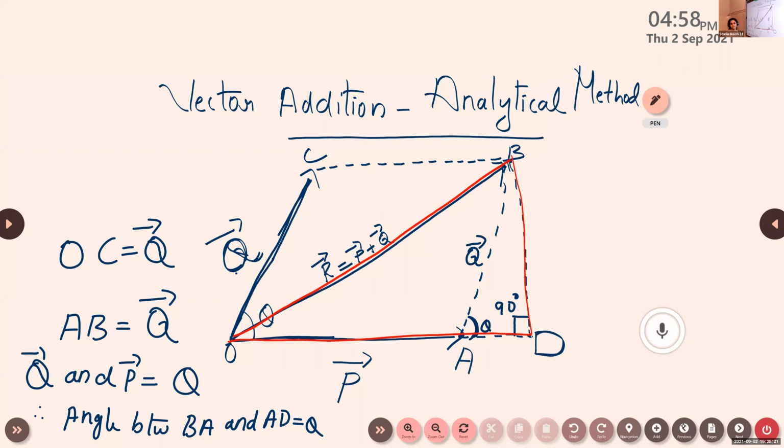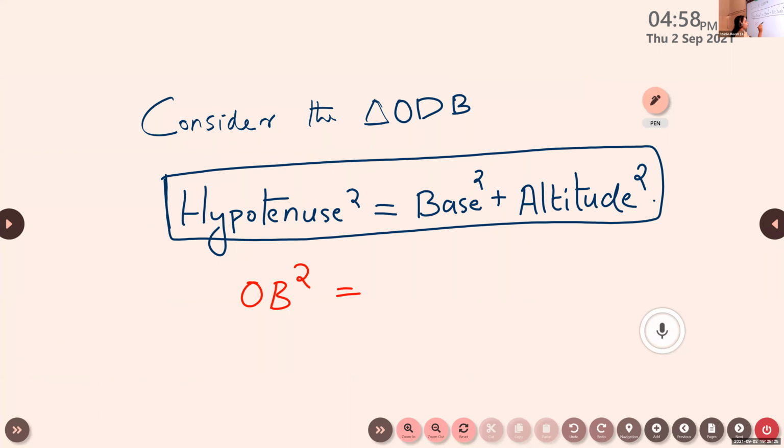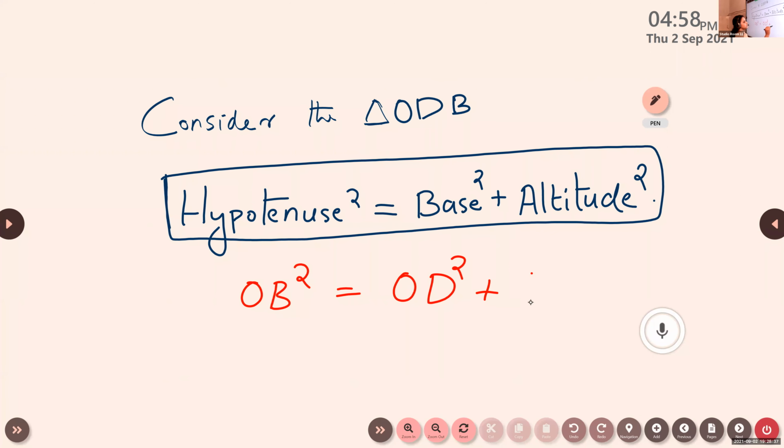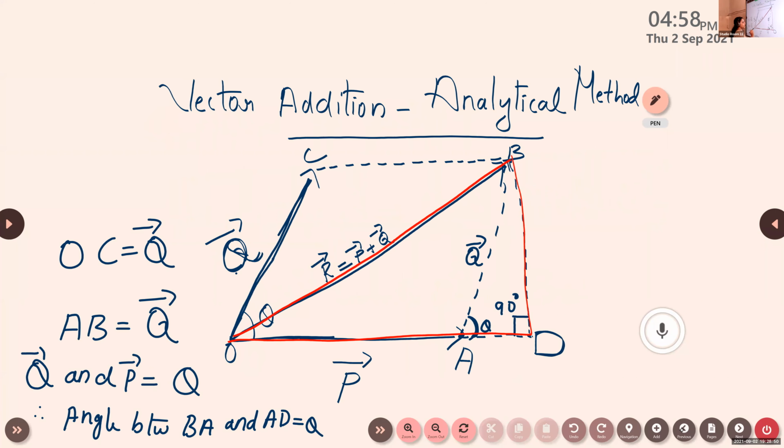Base square OD square, plus what about the altitude square? Height, BD square. All right, and what is OB? We can simplify this equation. OB square is equal to, what is OD?